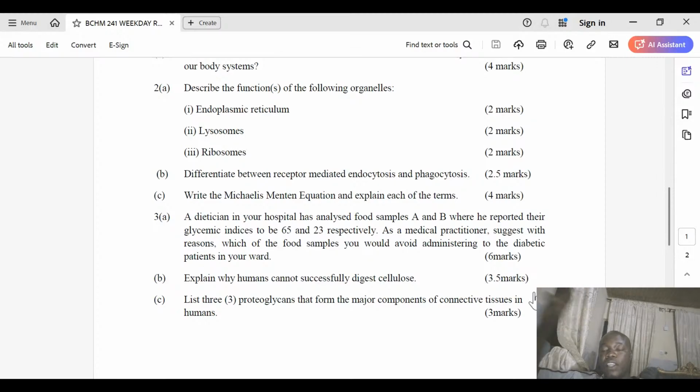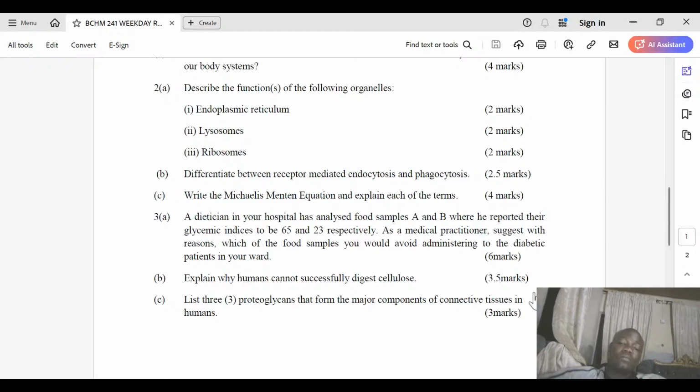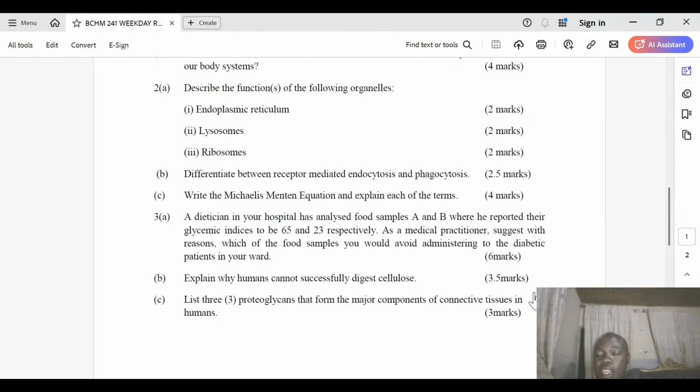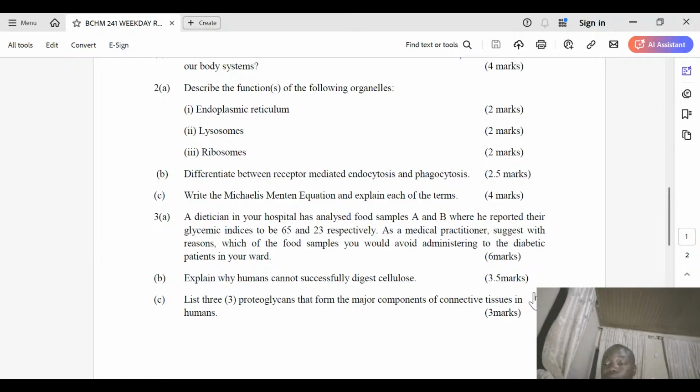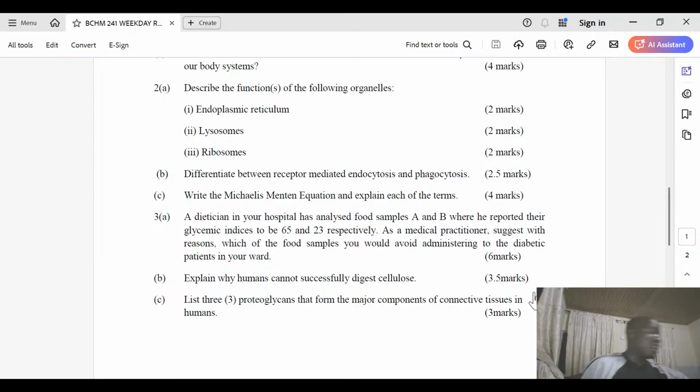Okay, so V stands for velocity, Vmax stands for maximum velocity, and then the next one is Km. What is the meaning of Km? Who can tell me the answer? What is the meaning of Km?